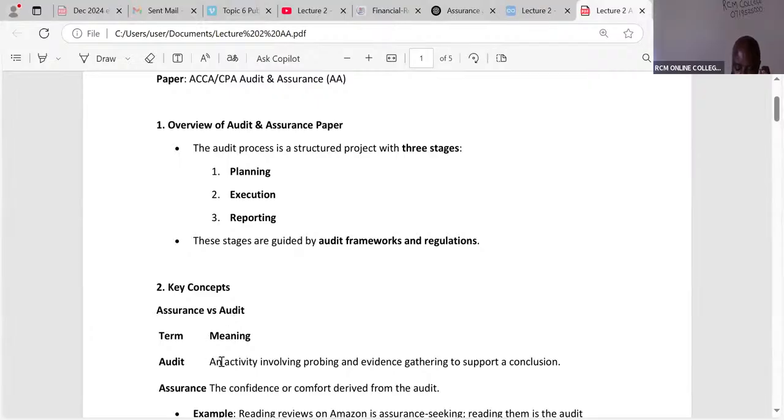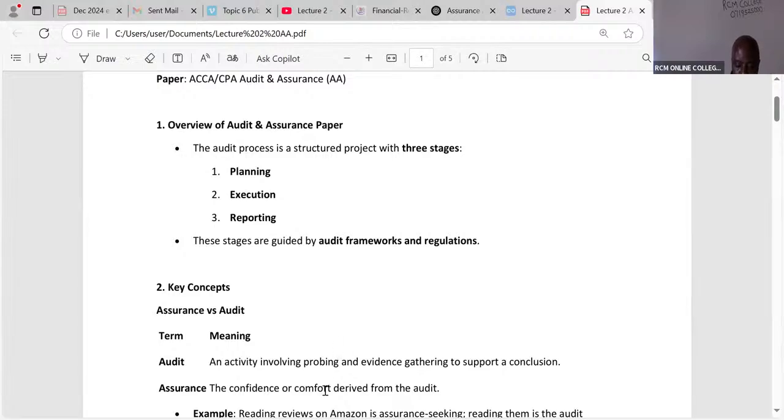Audit is an activity involving probing. Probing means asking intense questions and gathering evidence to support a conclusion. Yeah, we are gathering evidence for us to be able to support a conclusion. And in all cases, audit is normally done over financial statements. We audit financial statements. How about assurance?